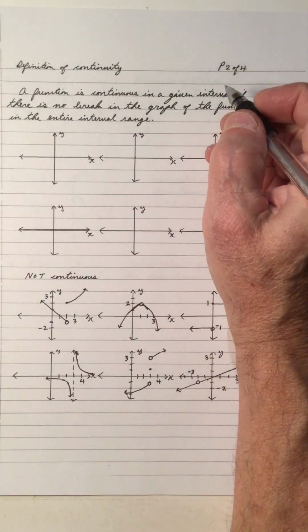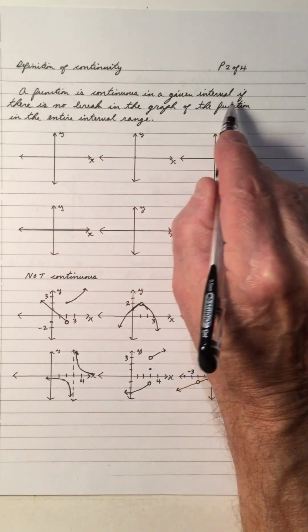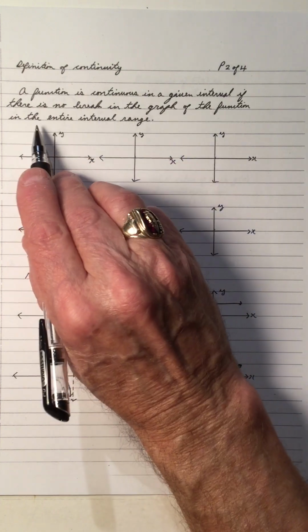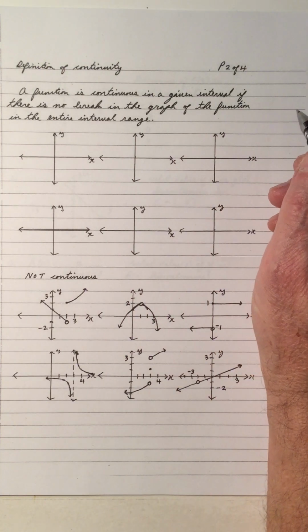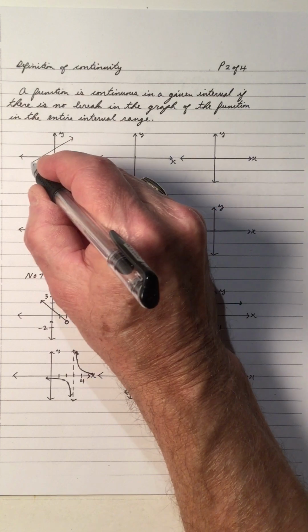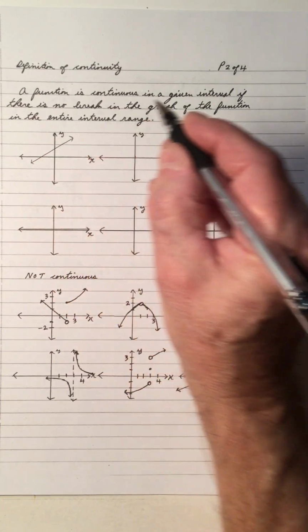Definition of continuity. A function is continuous in a given interval if there is no break in the graph of the function in the entire interval range. So let's do some examples to show you that. Let's draw a line, which is a linear function. Notice on this line there's no break, it's continuous.